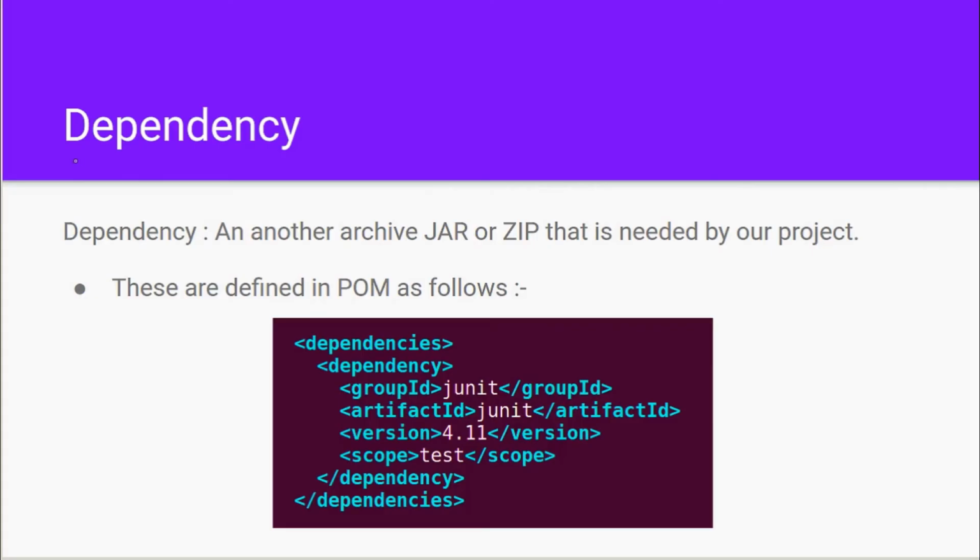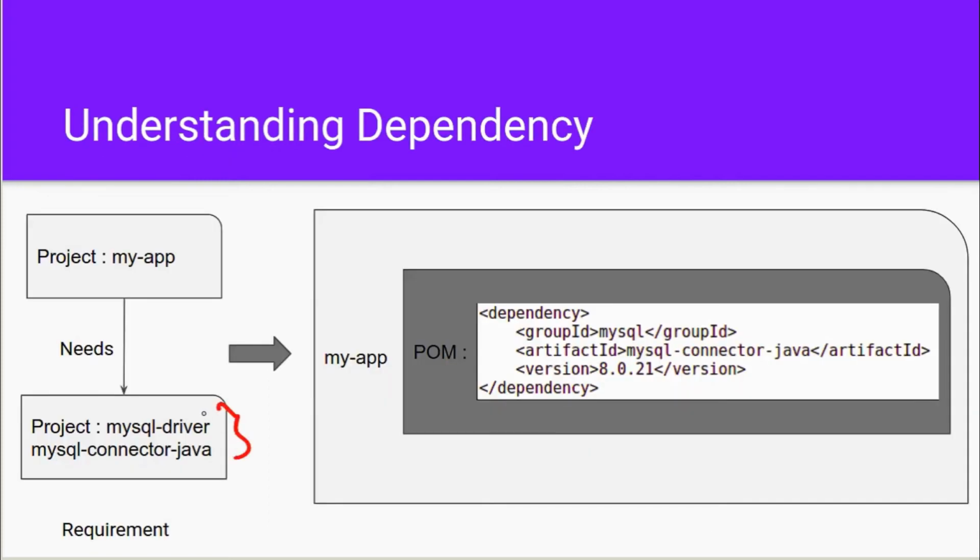Let's move ahead. Now let's see what a dependency is. A dependency is another jar, zip, that is needed by our project. We define all the required dependencies in the POM as follows. We have a dependency tag in which we define a particular dependency with a group ID, artifact ID, specified version, and scope. Let us understand dependency more clearly with an example. Let's suppose we need to add the MySQL driver in our project MyApp. To do so, in the pom.xml of our project MyApp, we'll be adding a dependency for the MySQL connector. Let us do the same practically in our project.